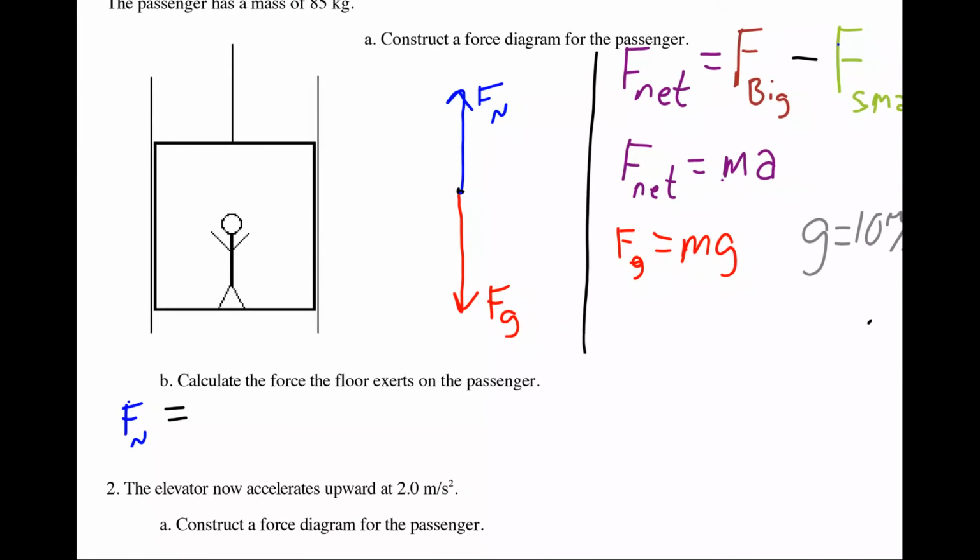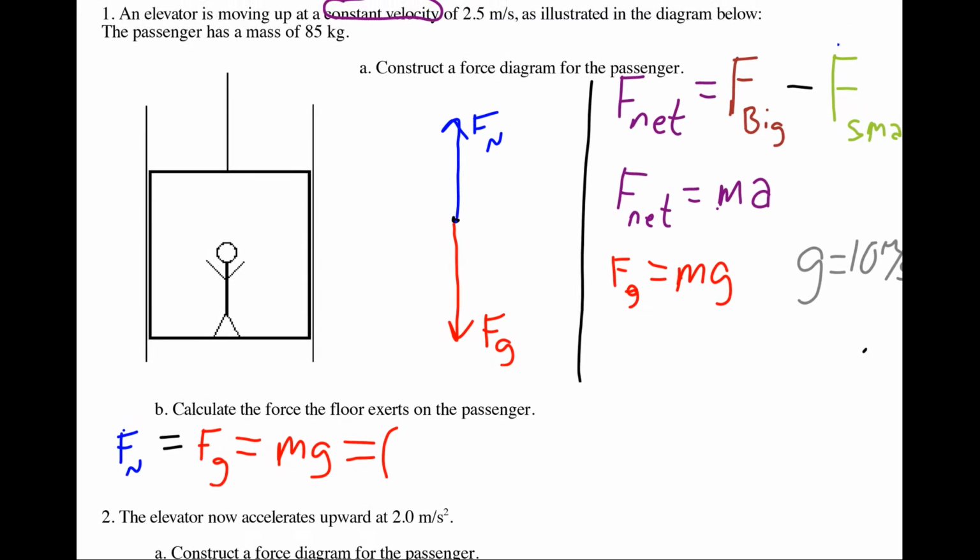All these little clues tie in together to help you solve the problem. So F normal, the normal force, is equal to the gravitational force. Gravitational force, as we wrote down over here, is equal to mass times gravity, F sub g equals mg. And then we're going to just plug in our values. Our mass is 85 kilograms.